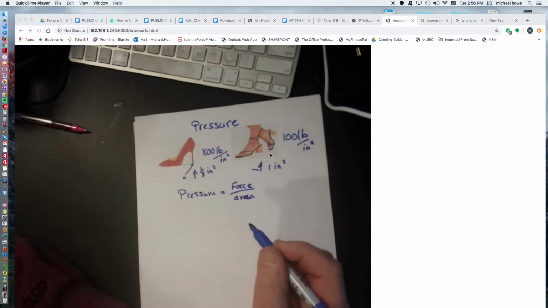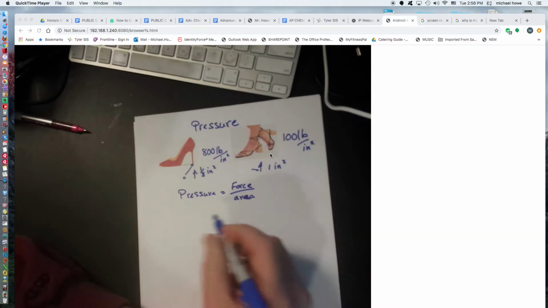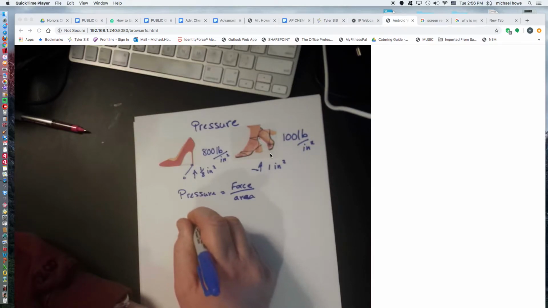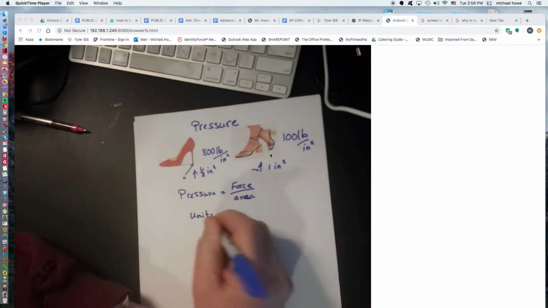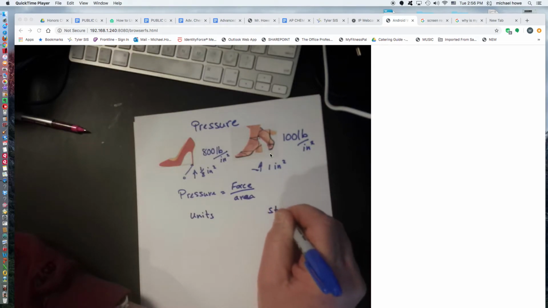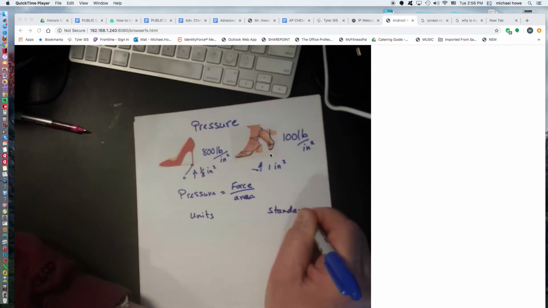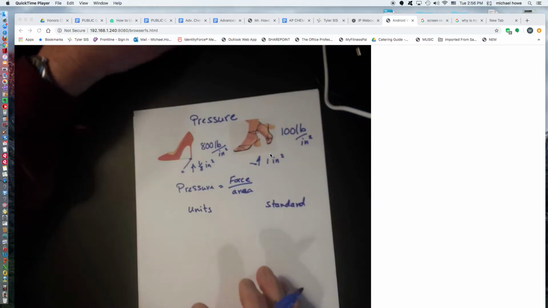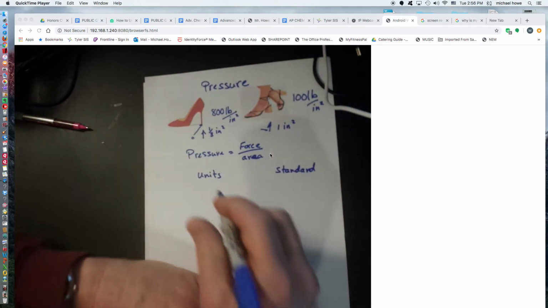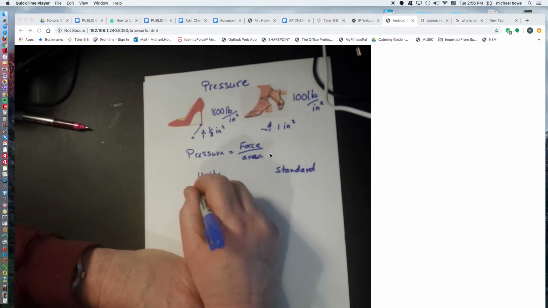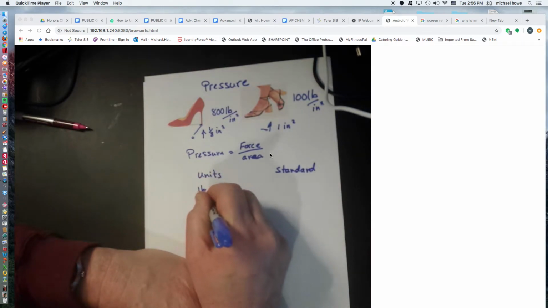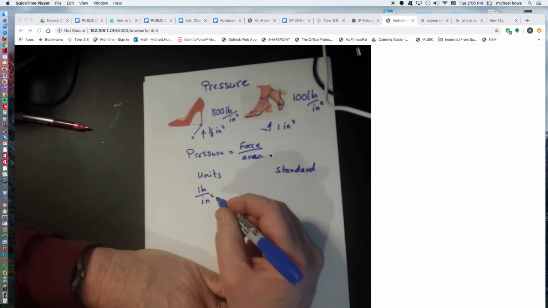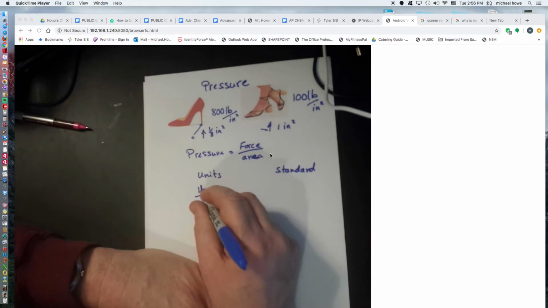So I'm going to give you some units of pressure. And then I'm going to give you what is normal in our everyday world, which we call standard pressure in chemistry. The first unit of pressure we're going to talk about is pounds per square inch. And that's the one that you're used to. If you ever pump up a car tire, you'll see pounds per square inch.